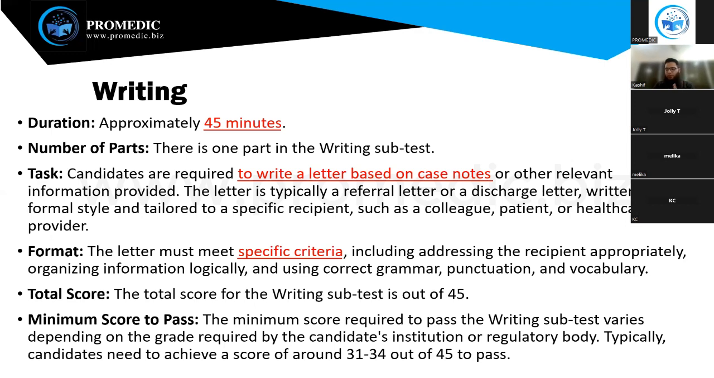and vocabulary. Now, coming to the score, the total score of the writing subset is out of 45, and the minimum score to pass is 31 to 34. I would say 32 is enough.